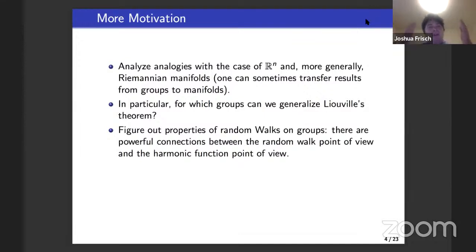And then yet another motivation is, as we'll soon see, random walks and harmonic functions are just incredibly intimately connected, to the point where I would argue harmonic functions on groups and random walks on groups are actually basically the same field.